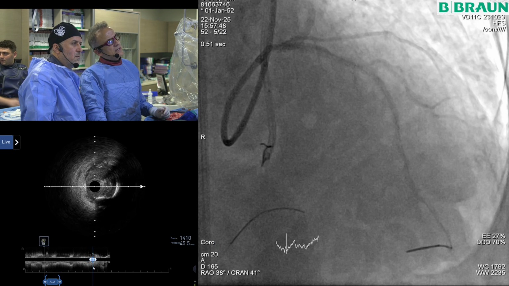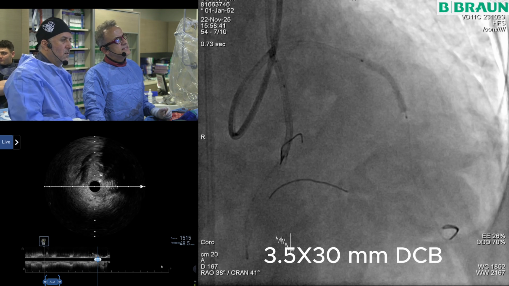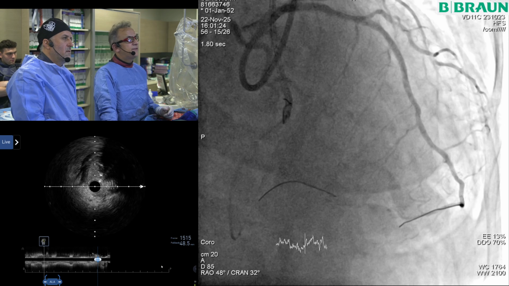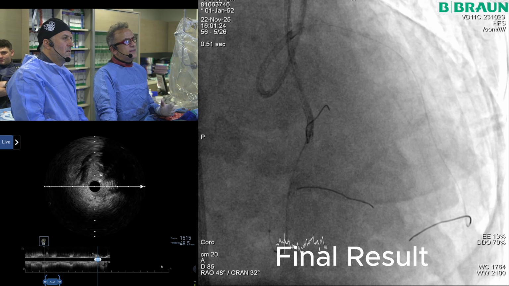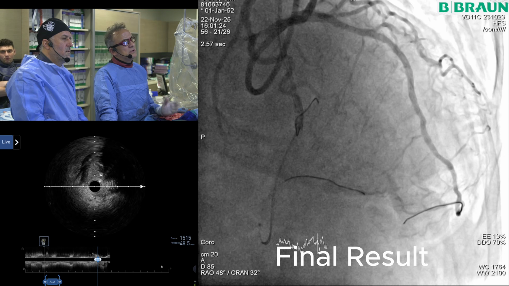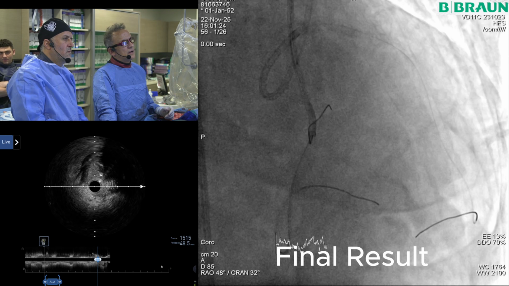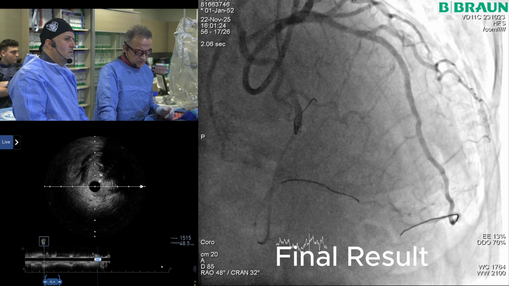And next, please, after DCB, this is DCB. Next, please. We keep it 1 minute. Next, please. And this is, I think, the final result. So I'm quite happy about the result. No need to do a stent, I think. Yeah, that looks fabulous in the LAD.